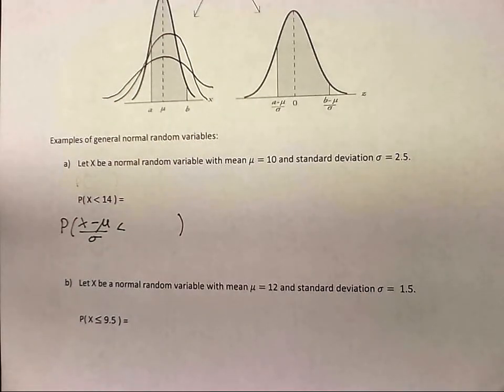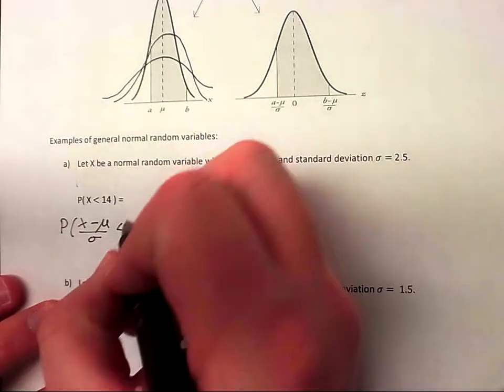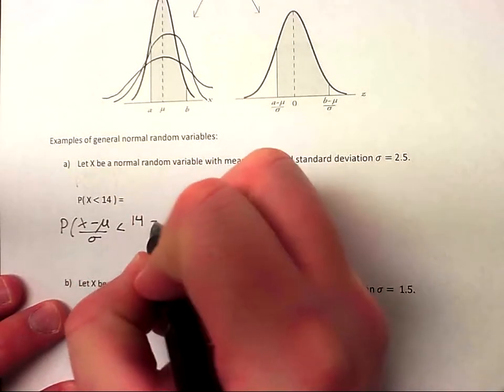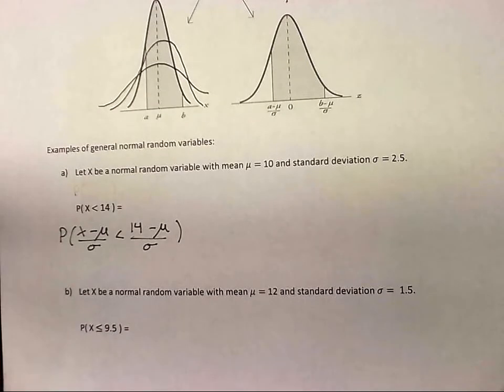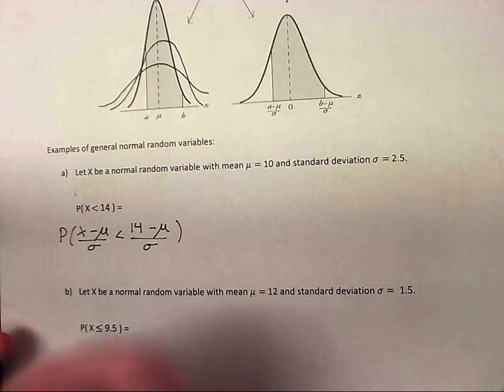But whatever we do to one side of the equation, we also have to do to the other side of the equation. So therefore, we're also going to take the number 14 and we're going to subtract the mean and divide by the standard deviation. All right, well, now what we realize here is this: we've just converted this x to a z value.